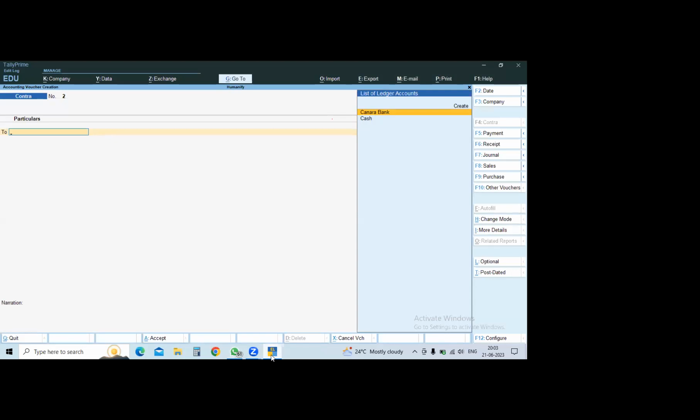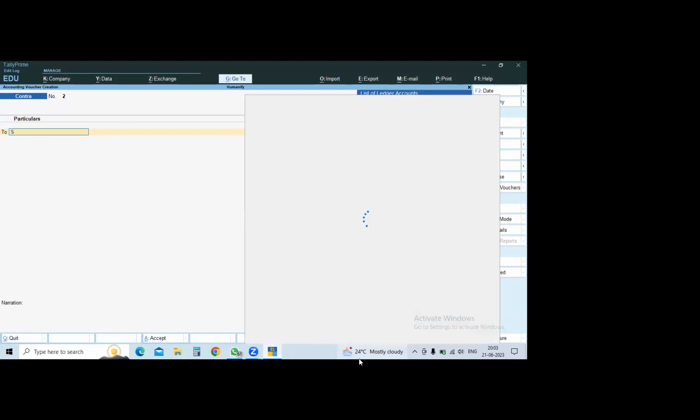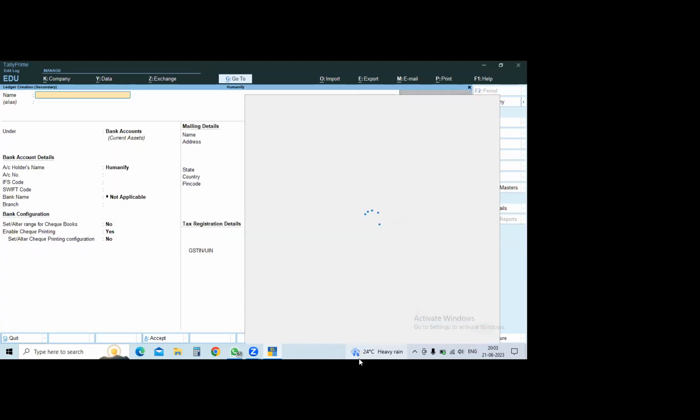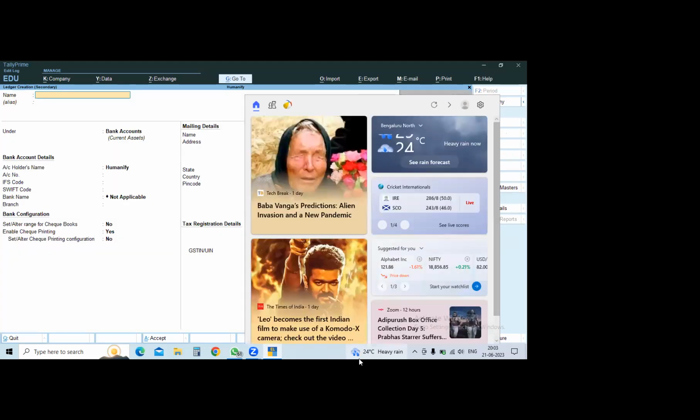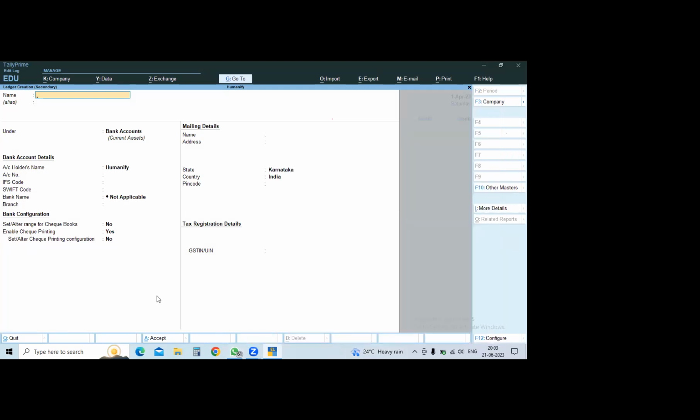So create, Alt C from the keyboard. You have to create that account, it is not available. Okay, Alt C. So click on Alt C. You type State Bank and take that State Bank under bank account only. Here now I need to create Canara Bank, right? Yeah, you have to type State Bank. Control A you do accept because it is already there.